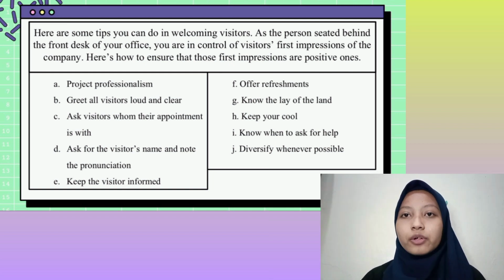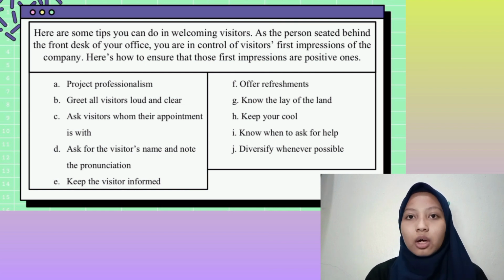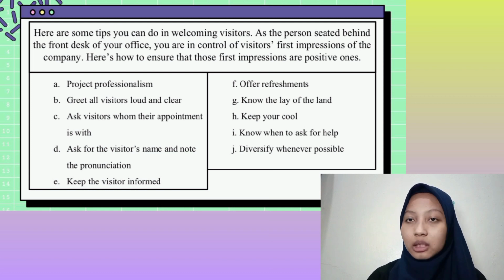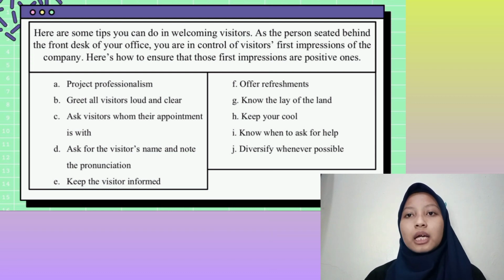F. Offer refreshment. If your colleague tells you they are tied up on a call or stuck in a meeting and may be delayed in greeting their visitor, offer the guest any refreshment that you may have on hand. Simple acts of hospitality, such as offering a glass of water or a cup of tea, can be nice gestures that serve to mitigate any frustration awaiting visitors may have.